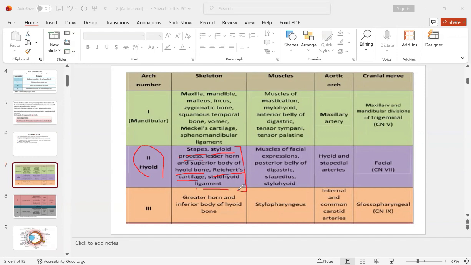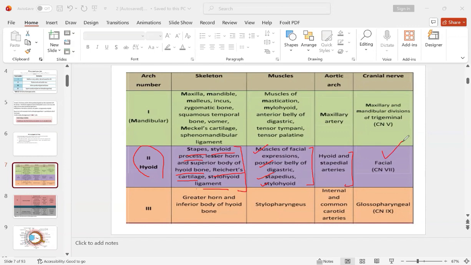The muscular derivatives of the pharyngeal arch 2 include number 1, the muscles of facial expression, number 2, the posterior belly of digastric muscle, number 3, stapedius, and number 4, stylohyoid muscle. So these are the muscular derivatives of the pharyngeal arch 2. The aortic arch derivatives of the pharyngeal arch 2 include the hyoid and stapedial arteries. All the derivatives of the pharyngeal arch 2, including the skeletal, muscular, and aortic arch derivatives, are supplied by the facial nerve.